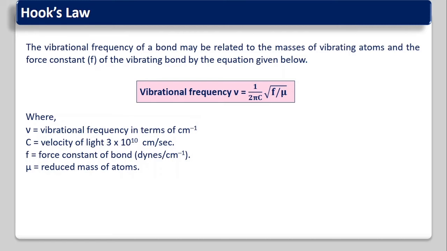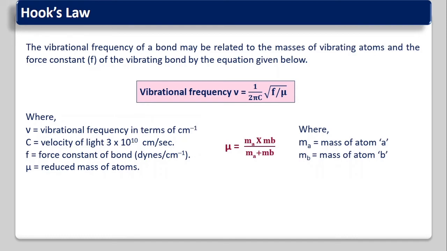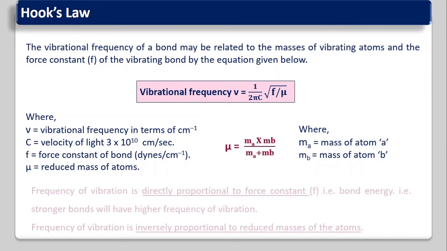Suppose there are two atoms forming a bond, a diatomic molecule. If one of the atoms has a mass Ma and the second atom has mass Mb, then the reduced mass of those atoms will be Ma into Mb divided by Ma plus Mb, where Ma is the mass of atom A and Mb is the mass of atom B.